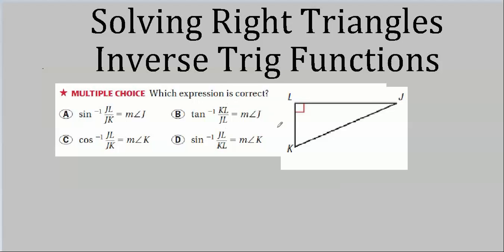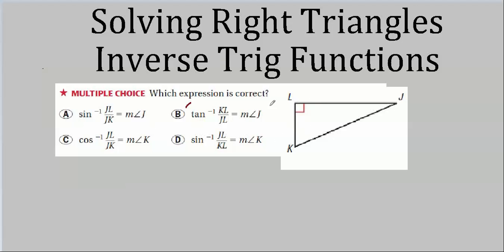What's angle K? Okay, for angle K, the cosine would be the adjacent LK over KJ. Well, they've got JL over JK, so if we're going to do it this way, this should be the inverse sine, not the cosine. What about this one here? The sine of angle K is JL over JK. They put JL over KL. If we're going to do that, we'd be using the inverse tangent, not the inverse sine. So these two don't work either.